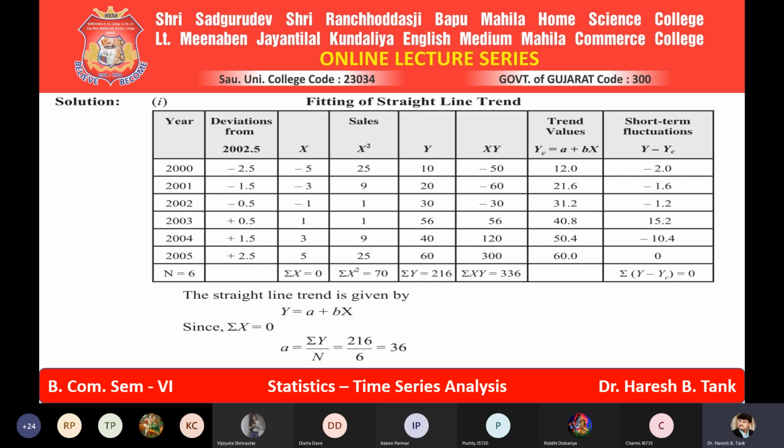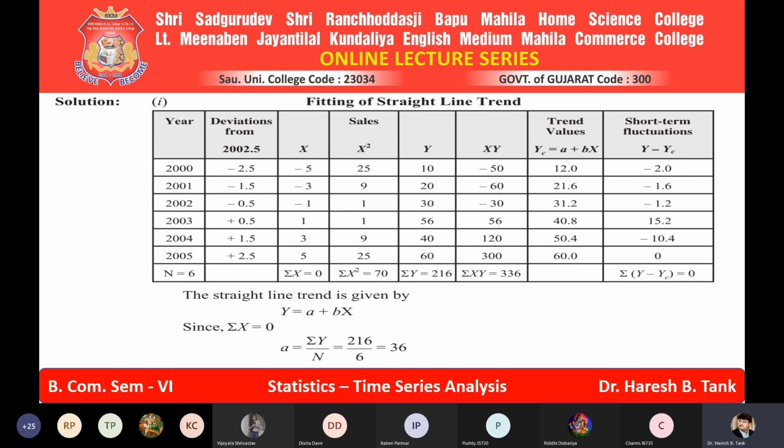Once you take a deviation from 2002.5, naturally the first deviation will be minus 2.5, because 2000 minus 2002.5 gives you minus 2.5, then minus 1.5. Since all of them are in 0.5, you have to make it double. And your doubled deviation taken from 2002.5 becomes your x now, right? So x is minus 5, minus 3, minus 1, 1, 3 and 5, and ultimately we get the summation of x as 0.